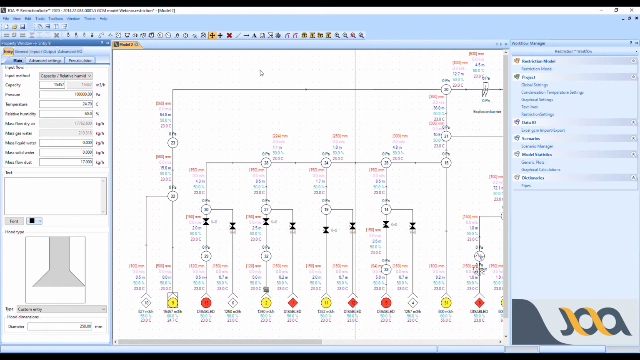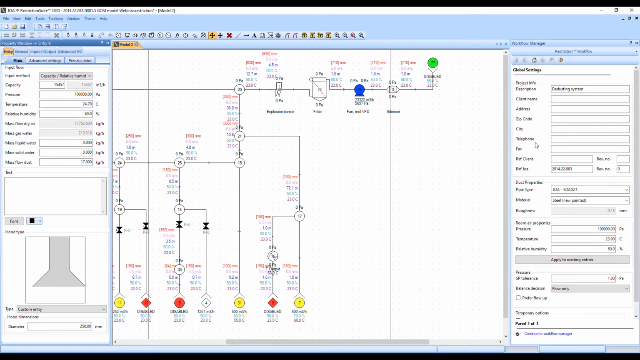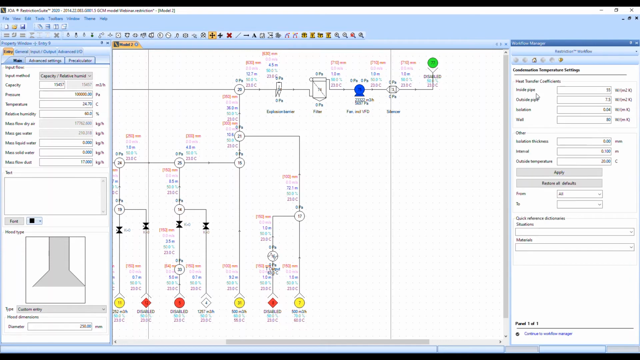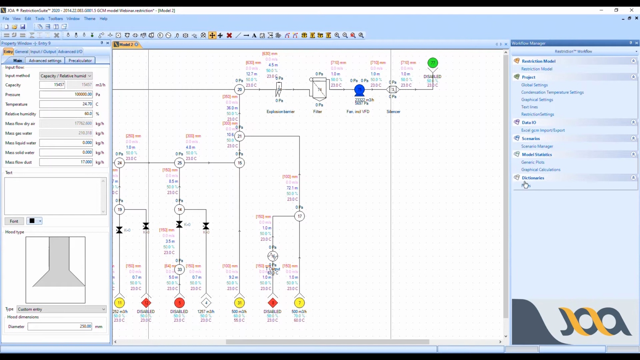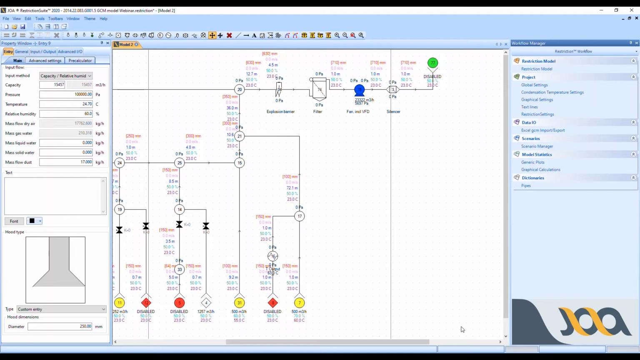In the center of the screen we have the actual model, including the extraction points starting from your process and the piping layout and of course the equipment to clean the gas. And at the right side we have the workflow manager, including customer specific parameters, but for example also items like insulation characteristics and, very important, the VO grid parameters.